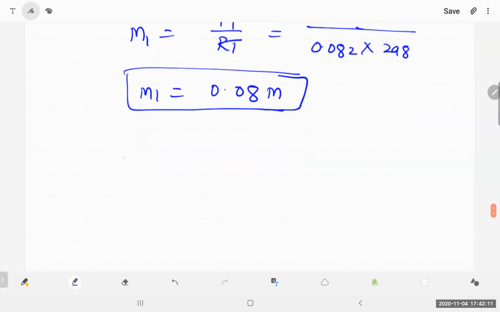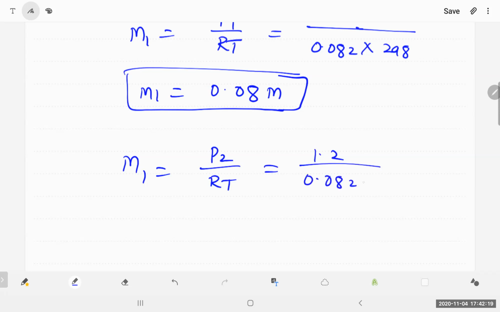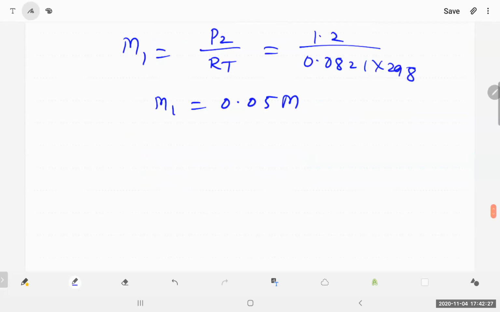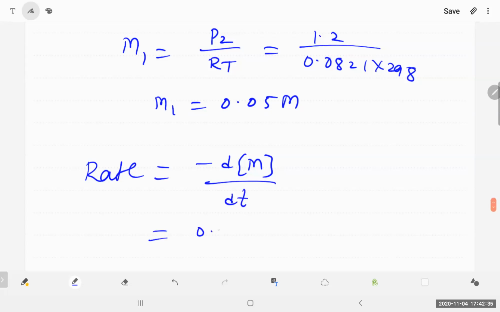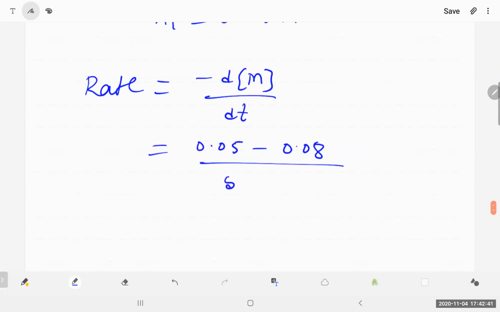Then another one, M2 is equal to P2 by RT. P2 is here 1.2 by 0.082 into 298 Kelvin. Then M2 is equal to 0.05 mole. So rate is equal to minus change in molarity by dt, that is equal to 0.05 minus 0.08 by 50 into 60. So you'll get 1 into 10 power minus 5. Second option is right.